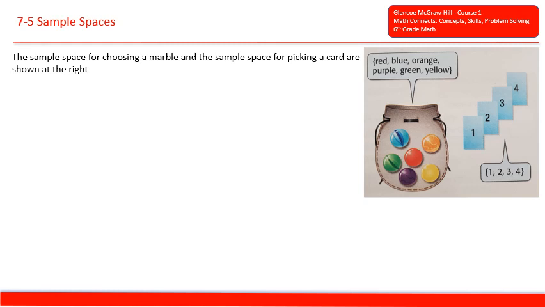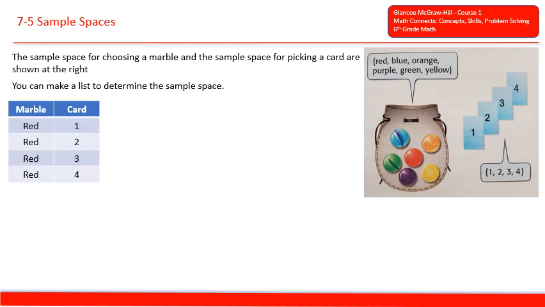The sample space for choosing a marble and the sample space for picking a card are shown at the right. So there are 6 marbles, red, blue, orange, purple, green, yellow, and 4 cards. So we're going to make a list to see what the chances are of pulling each color marble with each card. And you can make a list to determine the sample space.